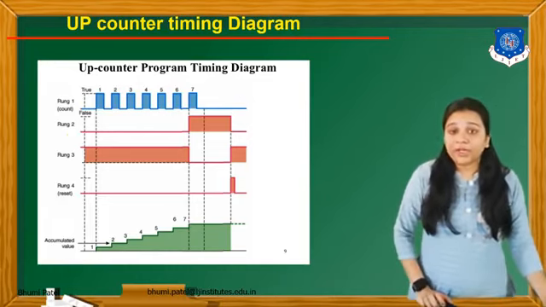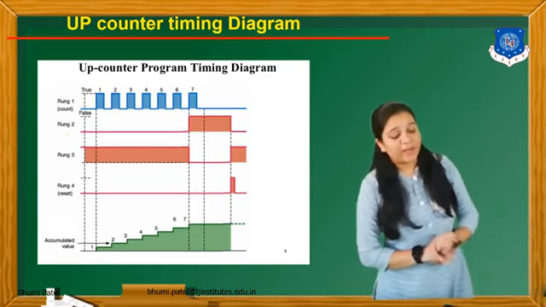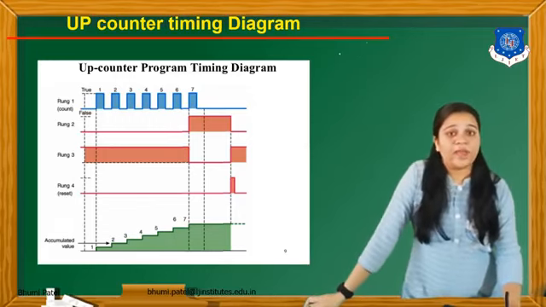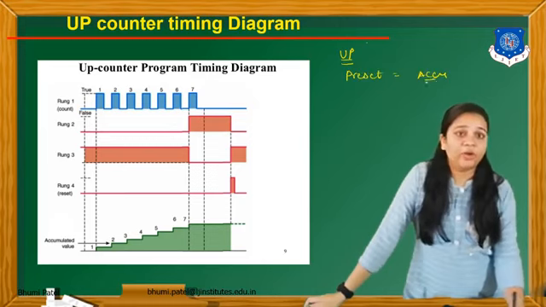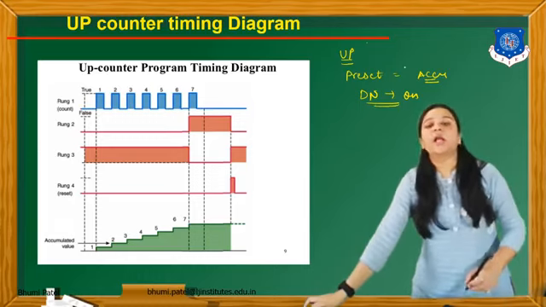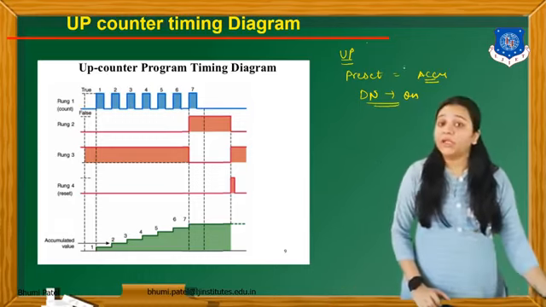And rung 4 indicates the done bit, whenever my counter reaches the preset value. So whenever we use the up counter, when the preset value is equal to the accumulator value, that time my done bit will be on. Okay, so my program will be complete. So this is the timing diagram for the up counter.